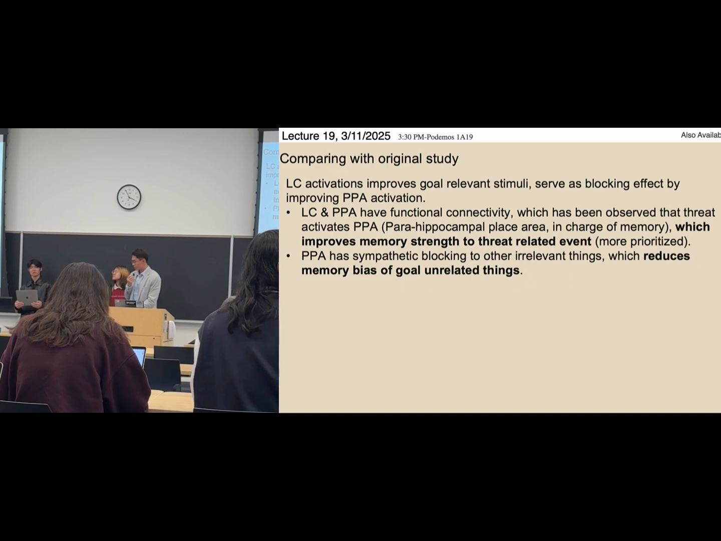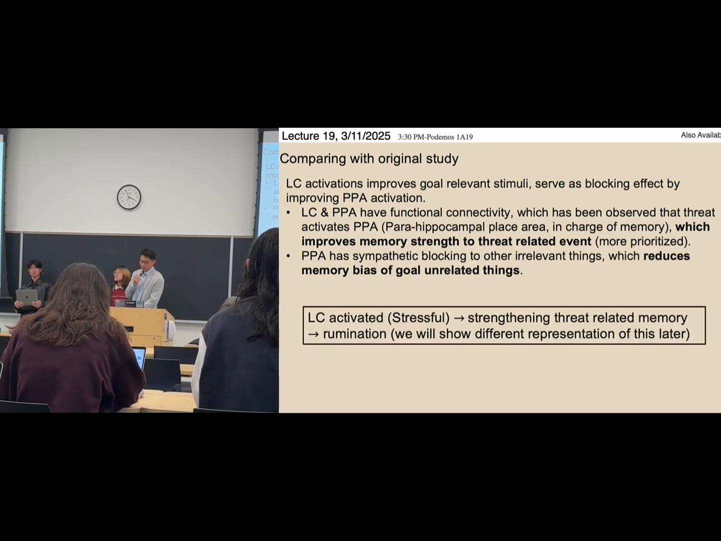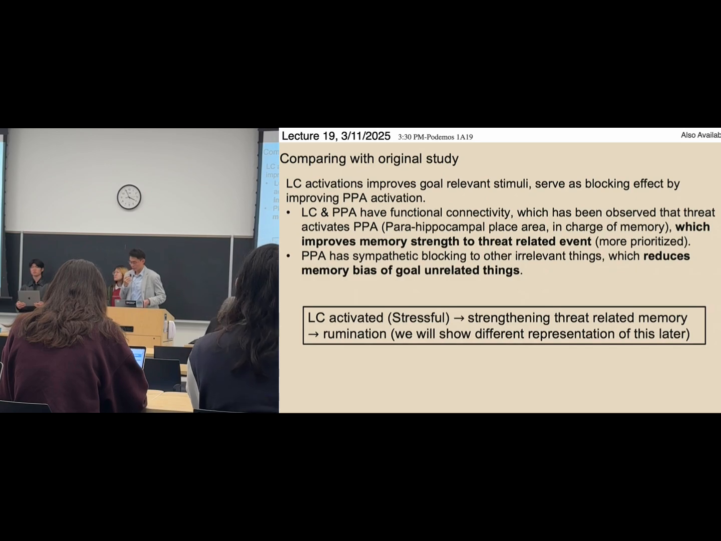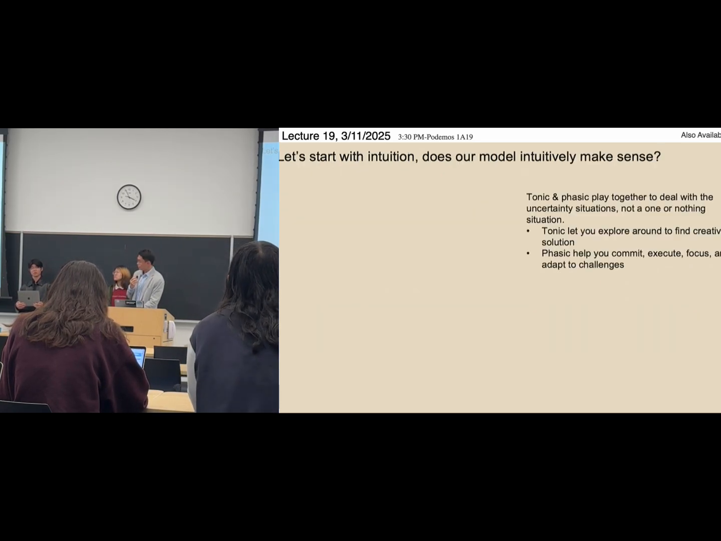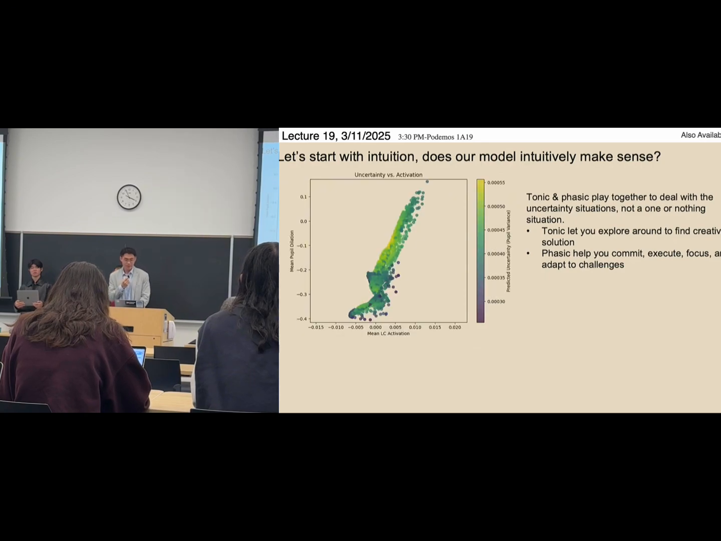Comparing with the original study that Ivy was talking about earlier, we basically have the idea that if LC is activated, it strengthens threat-related memory and causes rumination. So we will see different representations, which is also part of our analysis. So some intuition: does our model even make sense?